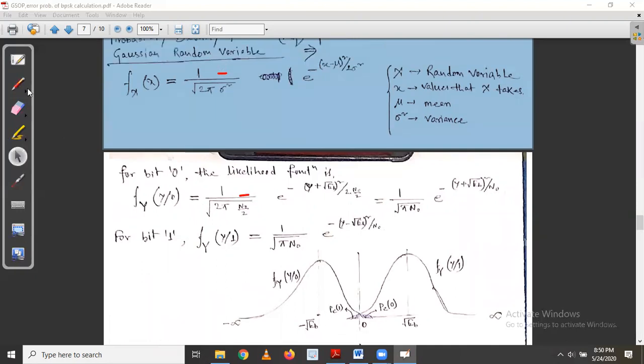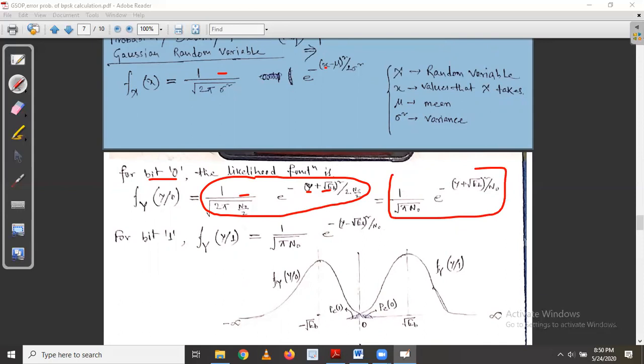And instead of the small x, it will be small y minus the mean. So the mean for bit 0 is minus root of EB. So minus minus plus, plus root of EB, divided by 2 into sigma square, meaning N naught by 2. I just put the values of mean and variance. Then I got this one. Cancel out something. Then finally I am getting this expression, which is actually the probability density function of the Gaussian random variable when bit 0.